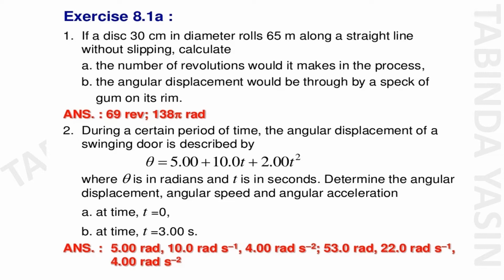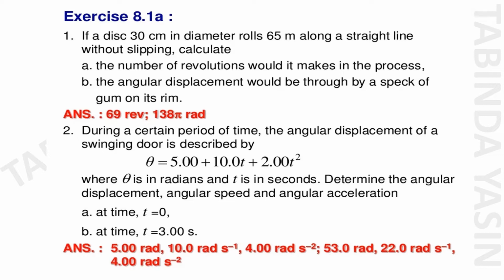The second is, during a certain period of time the angular displacement of a swinging door is described by theta equal to 5.00 plus 10.00 t plus 2.00 t square, where theta is in radians and t is in seconds. Determine the angular displacement, angular speed and angular acceleration at time t equal to 0 and time t equal to 3 seconds. Those are similar steps done before already.